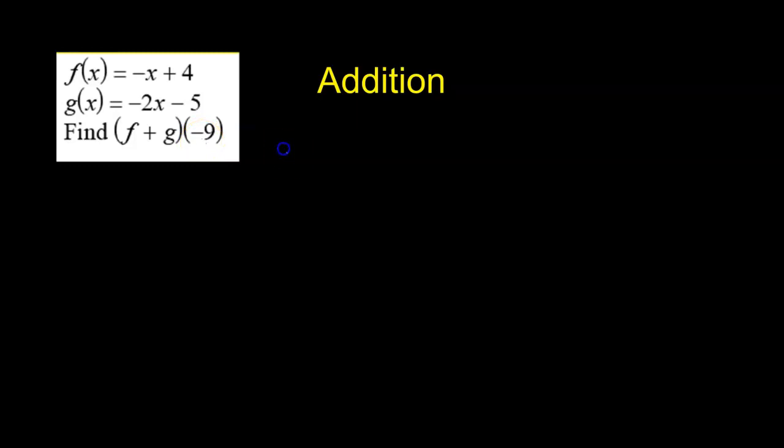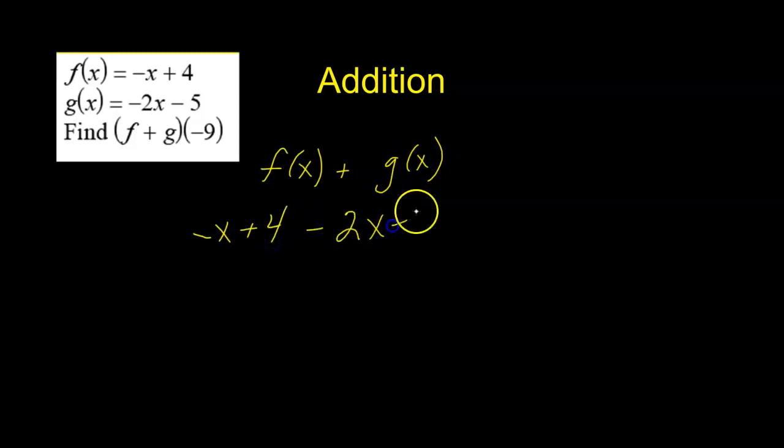So f of x plus g of x. So we're going to take our negative x plus 4 minus 2x minus 5. And again, combine your like terms. So negative x, negative 2x, that's going to give me negative 3x. 4 minus 5 is negative 1. So this is f plus g of x.